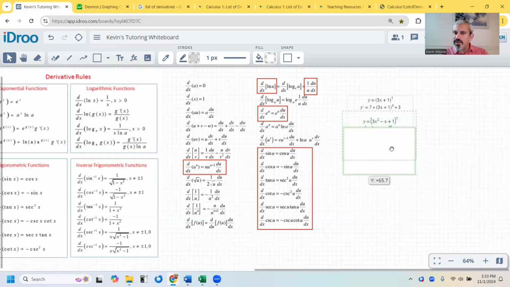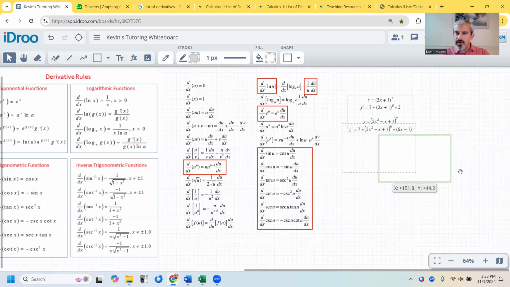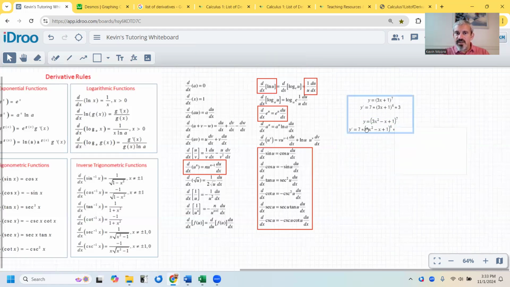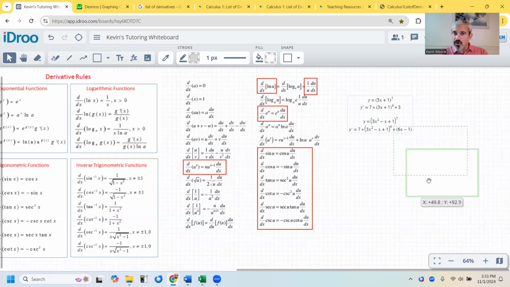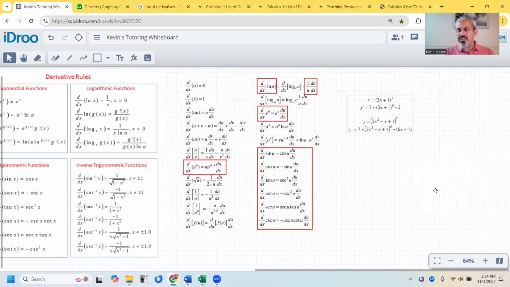If the inside is more complicated, like here it's 3x squared minus x plus 1, same thing. It's 7 times that to the 6th power. And then I'm going to multiply by the derivative of this inside. That's going to be 3 times 2x minus 1 plus 0, 6x minus 1. And this is your answer. You can just get it in a couple of steps. So that's what you're going to be doing. You're going to be doing that with the inverse trigonometric functions a little bit. And then they're also going to be covering some applications of derivatives.